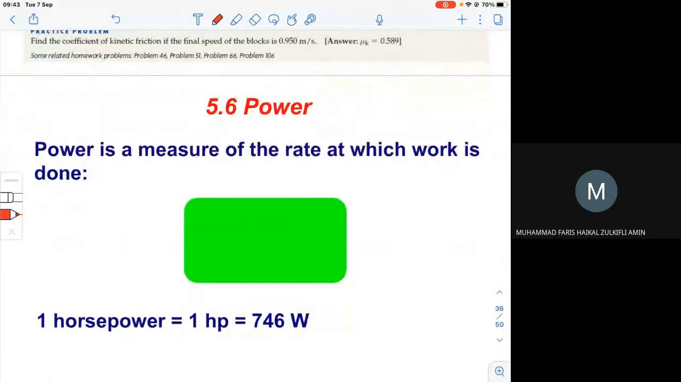Right. So let's go to the power. So what is power? Power is a measure of the rate at which work is done, that means power is equivalent to work over time, in which they will give you unit of joule per second, or we can call that as watt.